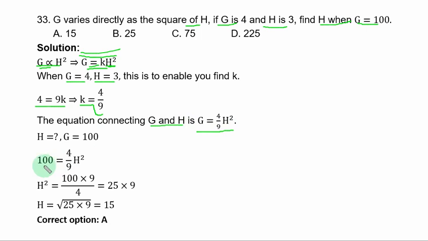So g is equal to 100, and that is equal to 4 over 9 h squared. If you multiply through by 9 and divide both sides by 4, h squared is equal to this, and that is 25 times 9. To get h, you take the square root of both sides. Square root of 25 is 5. Square root of 9 is 3. When you multiply, you have 15. A is the correct option.